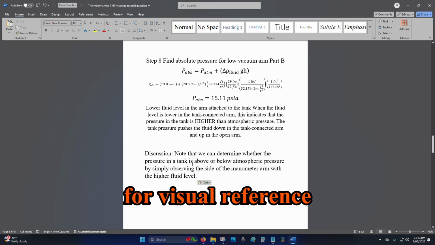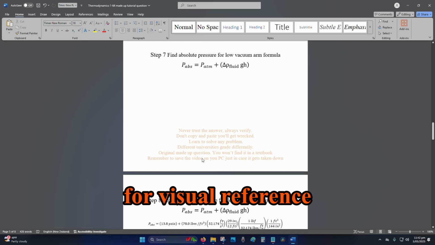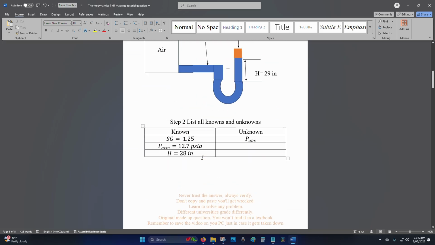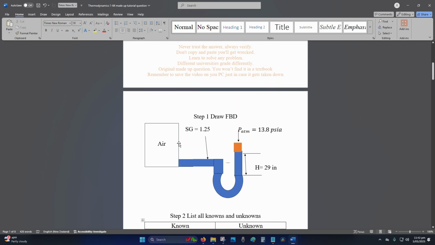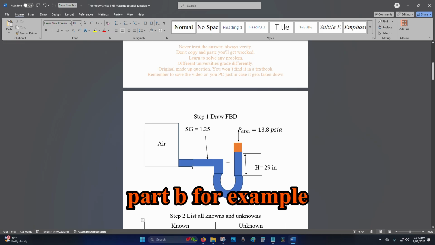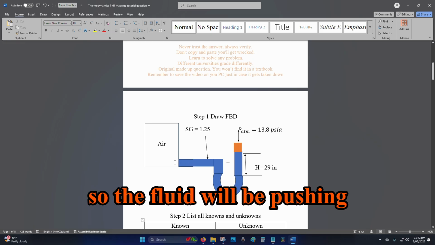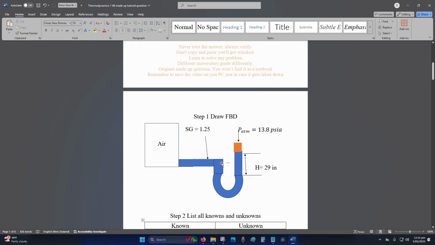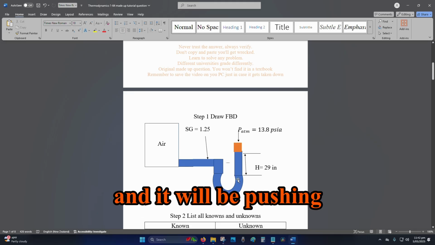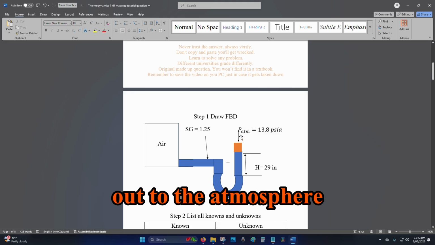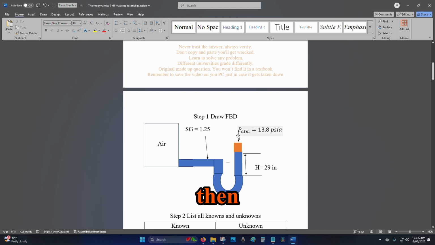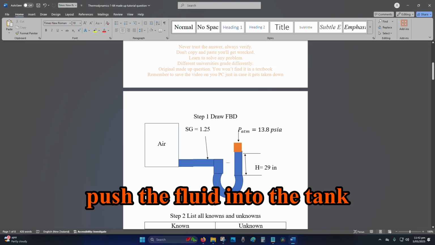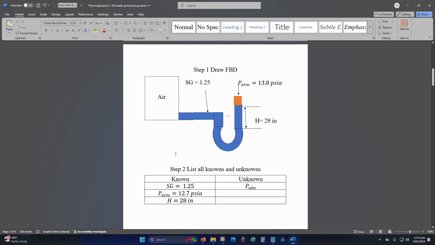Alright, for visual reference, in this setting right here, it will be part B, for example. So the fluid will be pushing the manometer and it will be pushing out to the atmosphere. If it's part A on the high setting, then the atmospheric pressure will push the fluid into the tank.